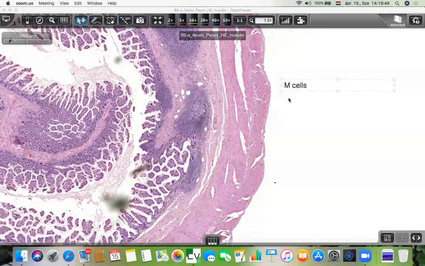M means microfold, because it has a wavy bottom. So it's a modified enterocyte, and it shows antigens. It's a kind of antigen presenting cell, and shows the bacterial substances to the lymphocytes close to the Peyer's patches.